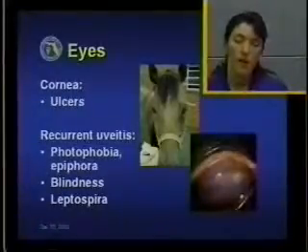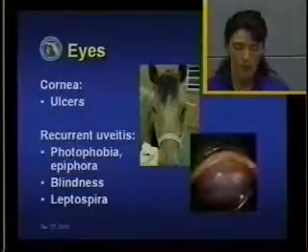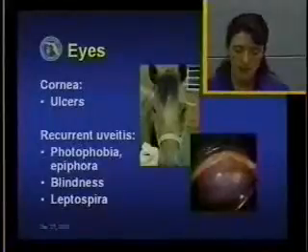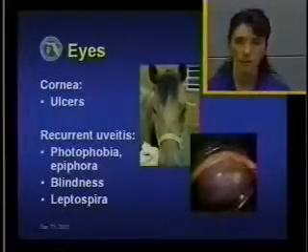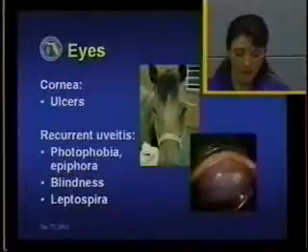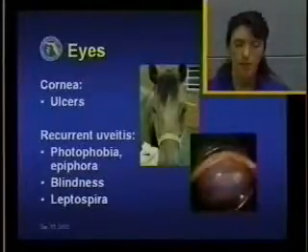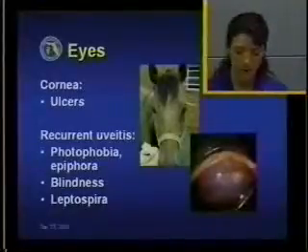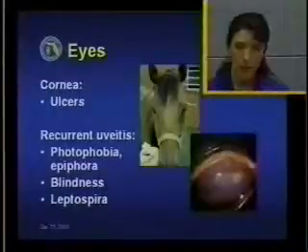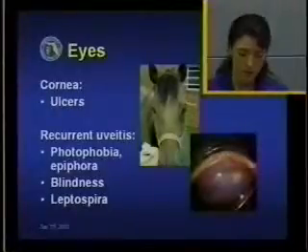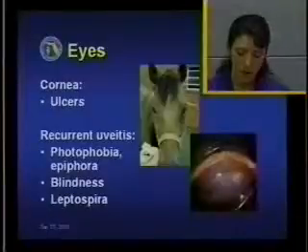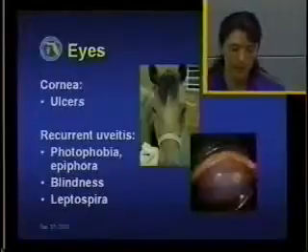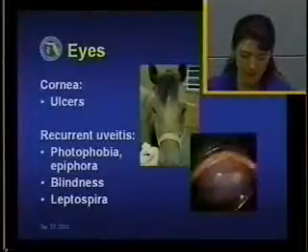Another common ocular disease in horses is recurrent uveitis, and this is an idiopathic disease which is thought to be associated with the presence of antibodies to leptospira. In any way, this disease is characterized by a very marked photophobia. Horses are afraid of light, and epiphora, where there's an excess production of tears. This condition is characterized by flare-ups of severe inflammation of the eye and can eventually lead to blindness.